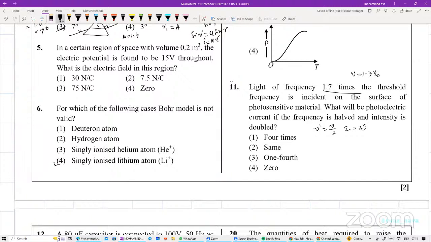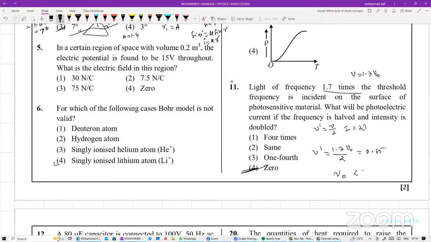basically, actually frequency दे रखा कितना मेरे को 1.7 times of a threshold, यानी mu bar will be equal to 1.7 times of mu naught divided by 2, यानी this will be equal to 0.85. So threshold frequency is obviously lesser than your original frequency. So no photoelectric emission will take place at all. So it will remain for me thus 0. No photoelectric emission.